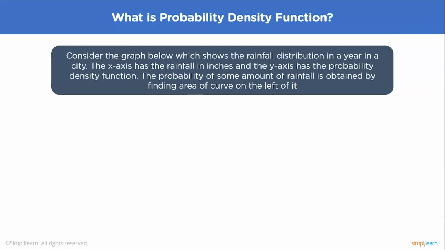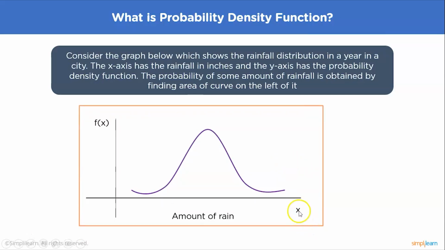Now let's understand a probability density function with the help of a graph. Consider the graph below, which shows the rainfall distribution in a year in a city. The x-axis has the rainfall in inches, or the amount of rain that we're getting, and the y-axis has the probability density function of getting that amount of rain. The probability of some amount of rainfall is obtained by finding the area of the curve to the left of it. So let's say we have a point 3. If we want to find the probability of 3 inches of rainfall occurring, we would have to find the area of the curve which falls to the left of 3.